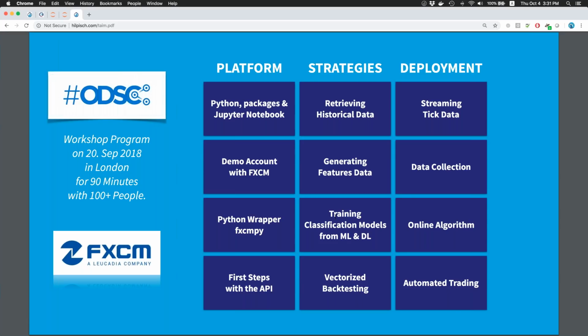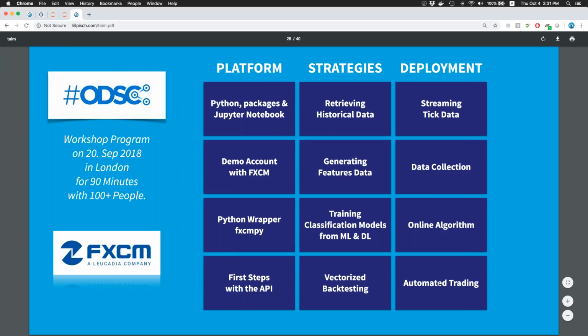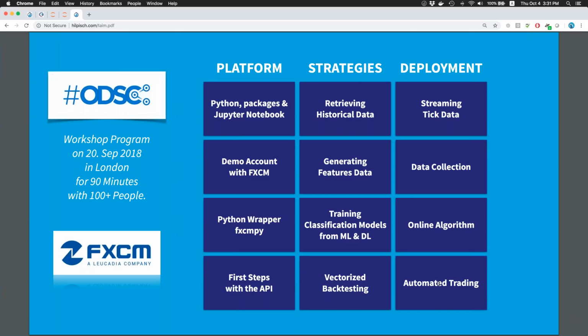We trained classification models. We used a multi-layer perceptron model, so a deep neural network model. We did some vectorized backtesting. We got started with streaming tick data. We collected the data as we went. We transformed the algorithm to an online algorithm. And towards the end of the 90 minutes, all with live coding, starting from scratch, we were doing some automated trading live, but on a local machine, not really scalable, no monitoring or risk management, but basically the fundamental steps can be accomplished within a relatively short period of time.